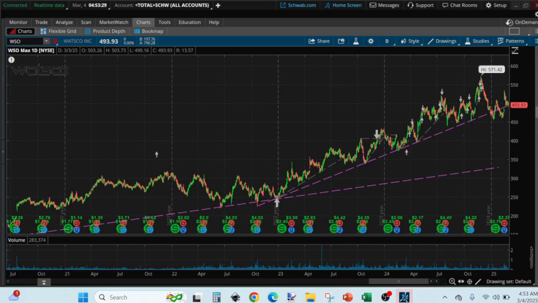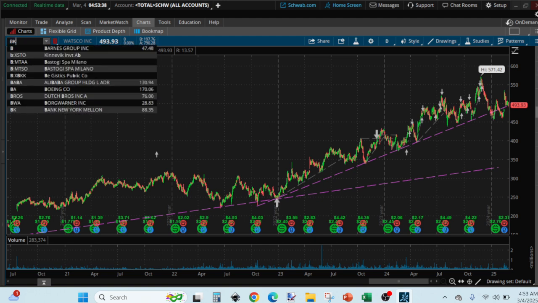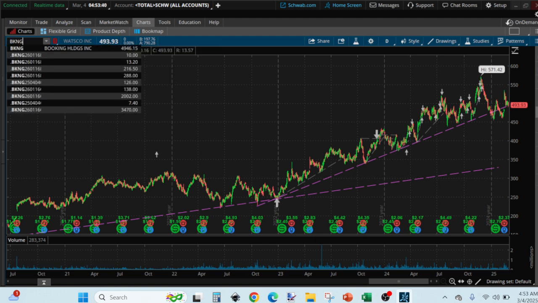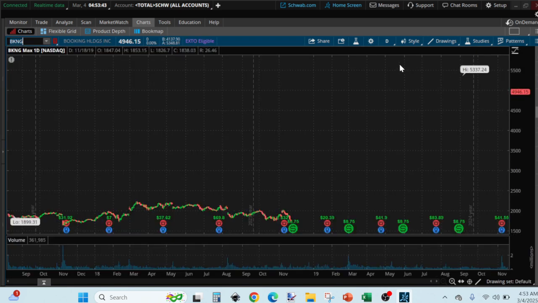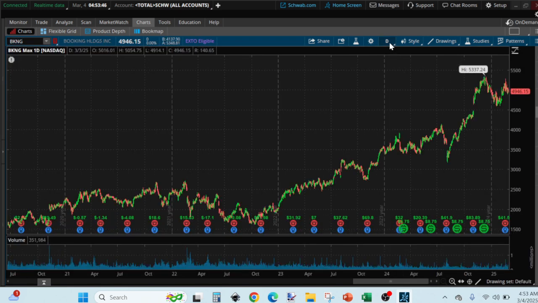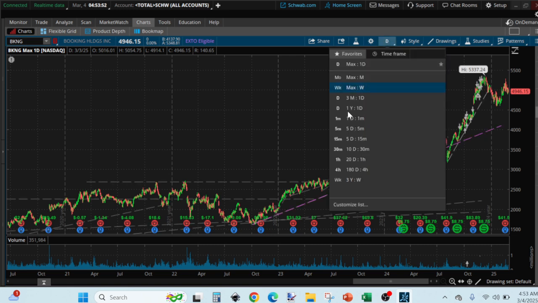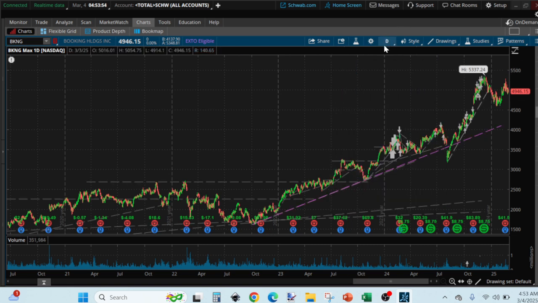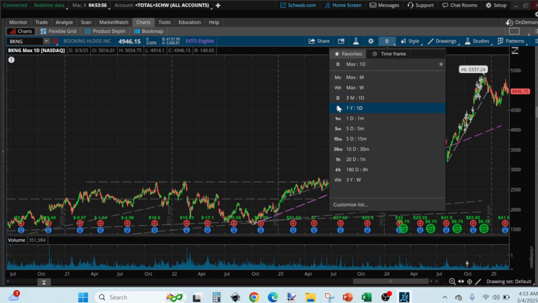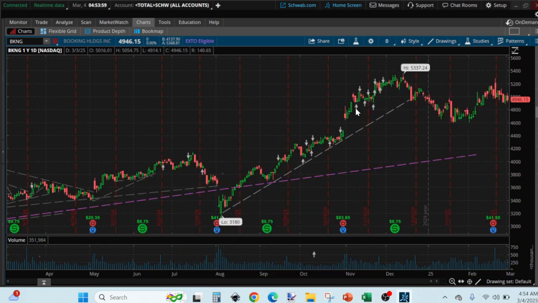You use a daily chart to do your swing trading, the chart analysis to buy stocks and to sell stocks. So BKNG, you can use either the maximum daily chart like the one we have now, or you can use the 1 year daily chart. And the 1 year daily chart might make the chart bigger for you.